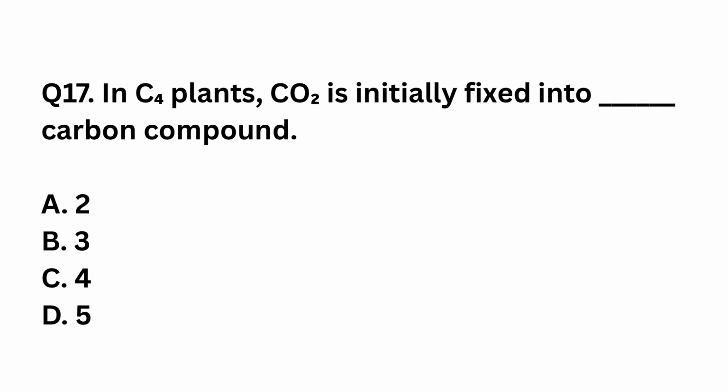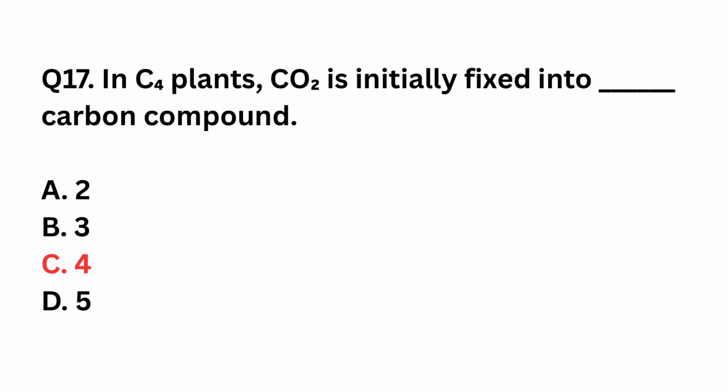Question number 17. In C4 plants, carbon dioxide is initially fixed into a dash carbon compound. 2, 3, 4, 5. The right answer is option C, 4. C4 plants fix carbon dioxide into oxaloacetate, a 4-carbon compound. This occurs in mesophyll cells using phosphoenol pyruvate carboxylase.